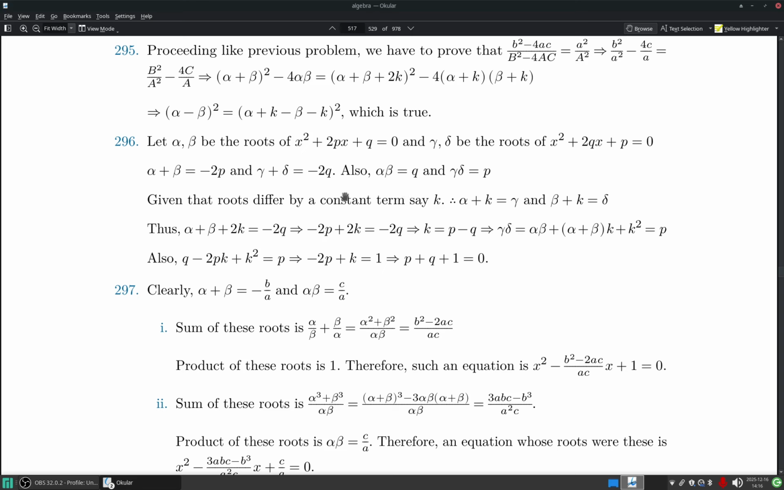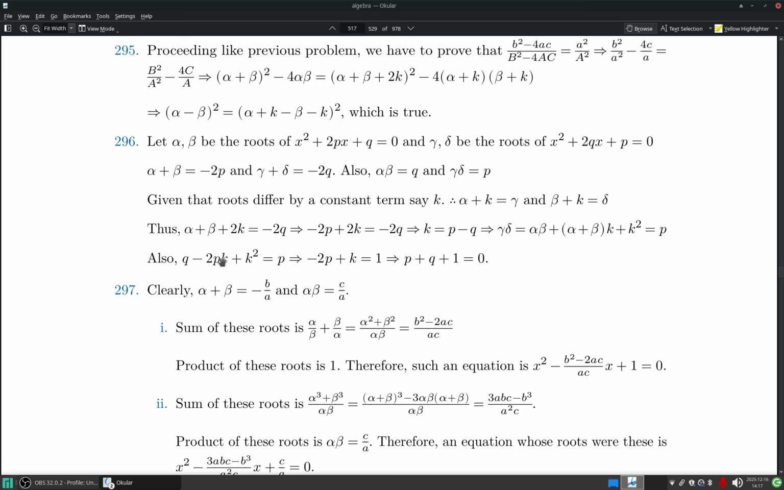Now we have gamma delta as p. So gamma delta is equal to alpha plus k into beta plus k. So we get alpha beta plus alpha plus beta k plus k square is equal to p. Now we put alpha beta is equal to q, okay, from here, and alpha plus beta is minus 2p from here.